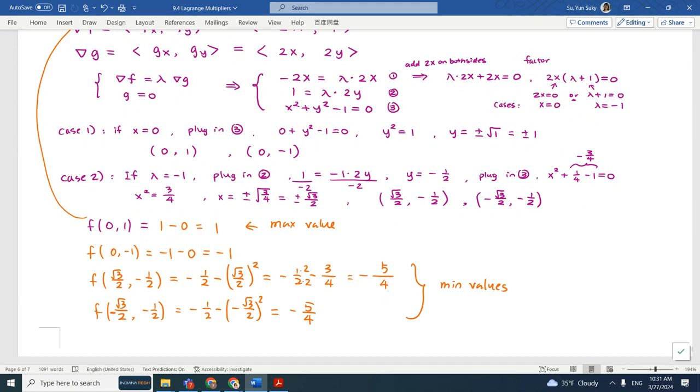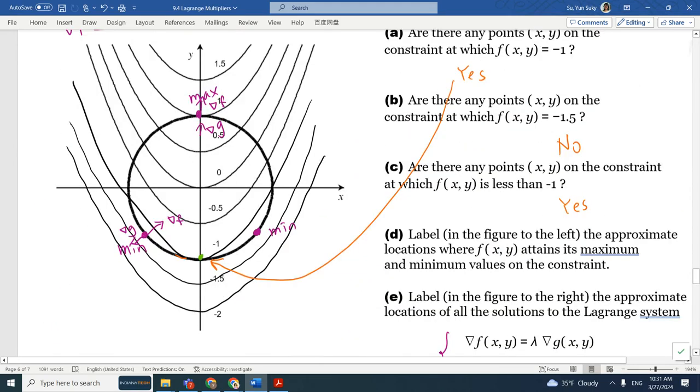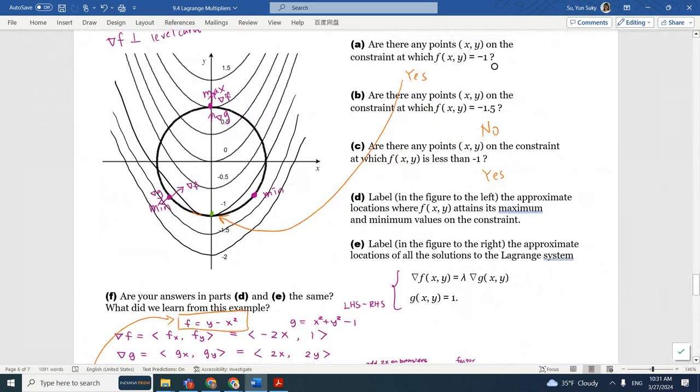Keep that in mind. Let's look at our picture. Do you see the maximum? Yeah, the maximum is at 1. Yeah, it matched. And the coordinate is (0, 1). And the minimum, we have 2 of them. The y coordinate is -1, and then the x coordinate, one is positive, one is negative. And -5/4 is less than -1 and bigger than -1.5. So our answer matches with the graph.